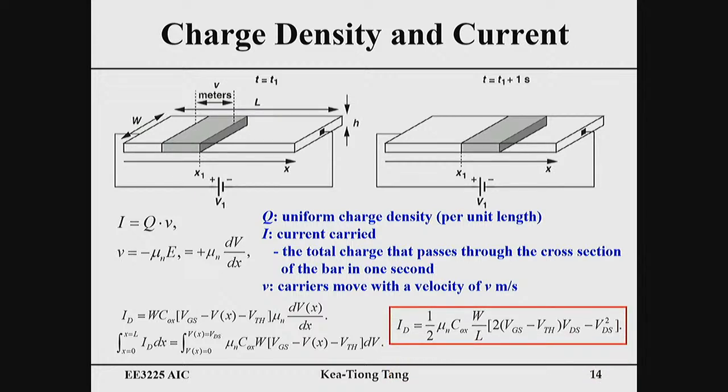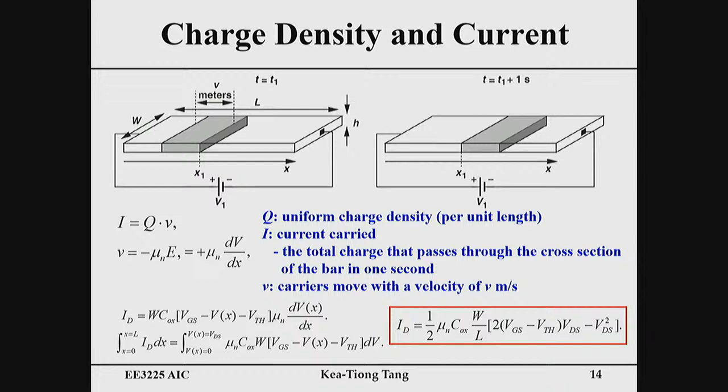ID, the drain current, is equal to 1 over 2 times the mobility times the oxide capacitance times W over L times 2 (VGS minus VTH) times VDS minus VDS squared. Okay. So this is the governing equation of the MOSFET transistor. Actually, it works in all the regions for the MOSFET transistor. Okay? So this is how we get this formula.